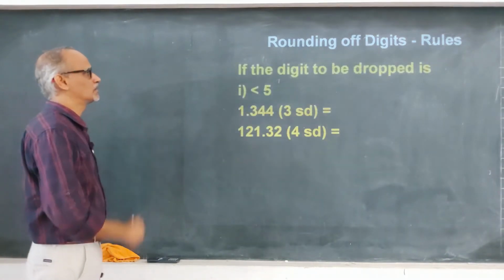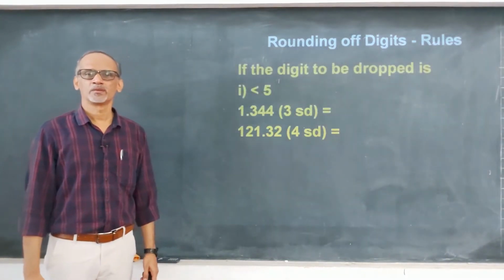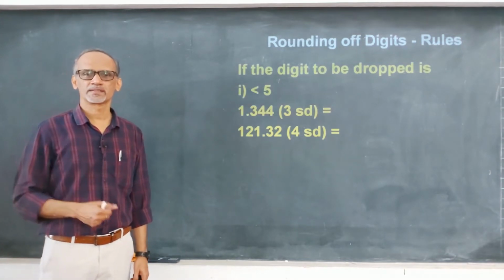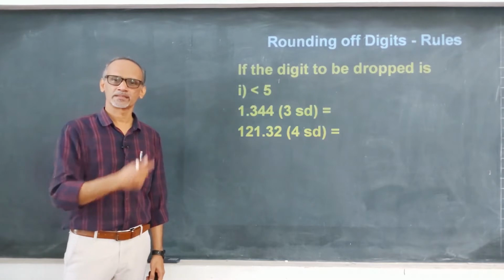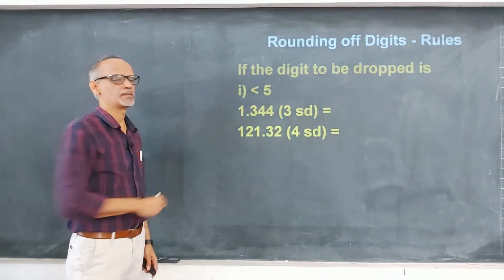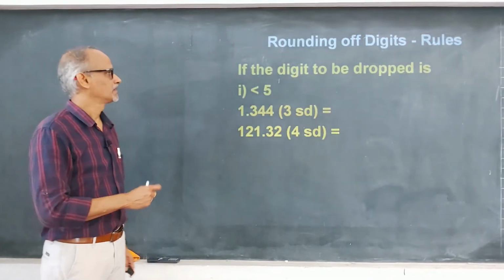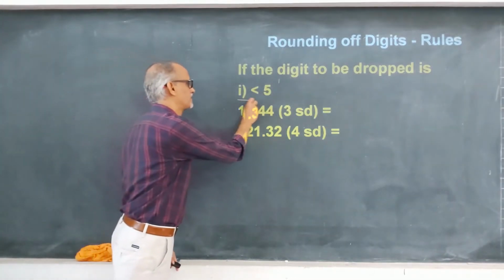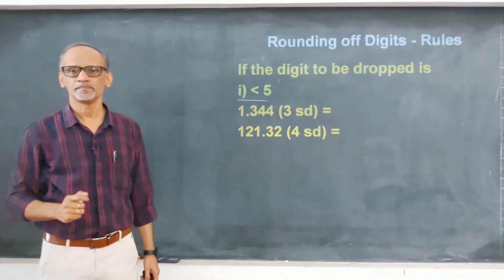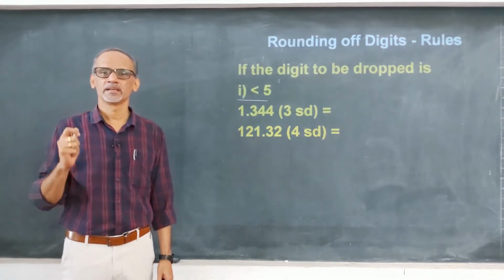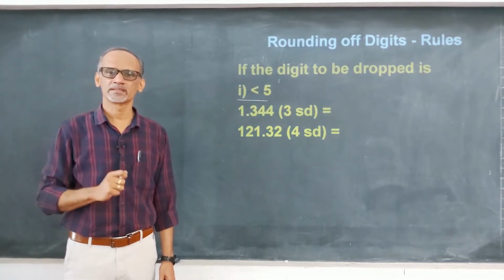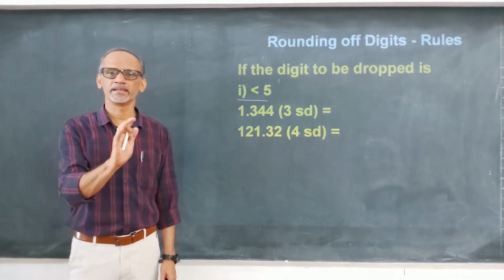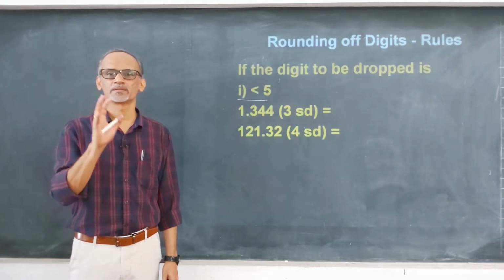There are certain rules to be followed while rounding off digits. So, what are those rules? First understand that there are certain rules. Rule number 1 is, if the digit to be dropped is lesser than 5, the previous digit is retained as it is without modifying.